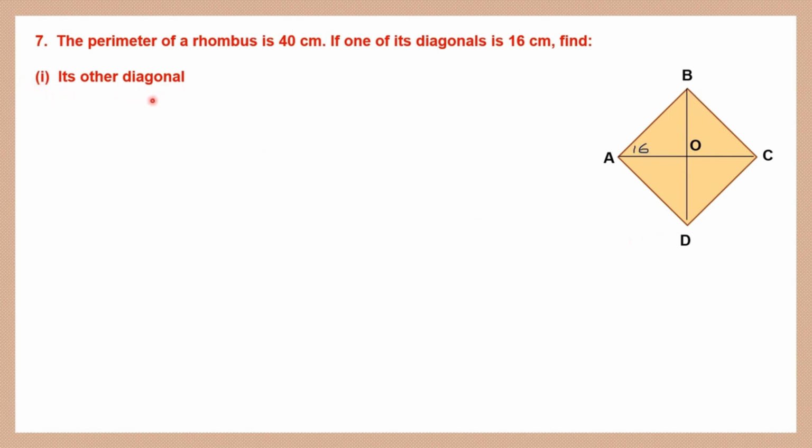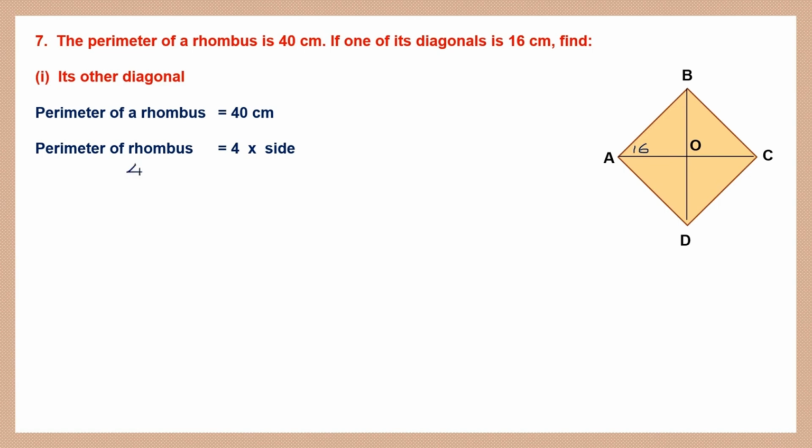So let's begin by saying perimeter of the rhombus. Whatever is given to us, we are writing first. Now, what is the formula for perimeter of a rhombus? 4 into side. Now, why are we doing this? We are doing this so that we get the measurement of the sides of the rhombus. So 4 into side, that means 40 centimeters is equal to 4 into side. And we don't know what the side is.